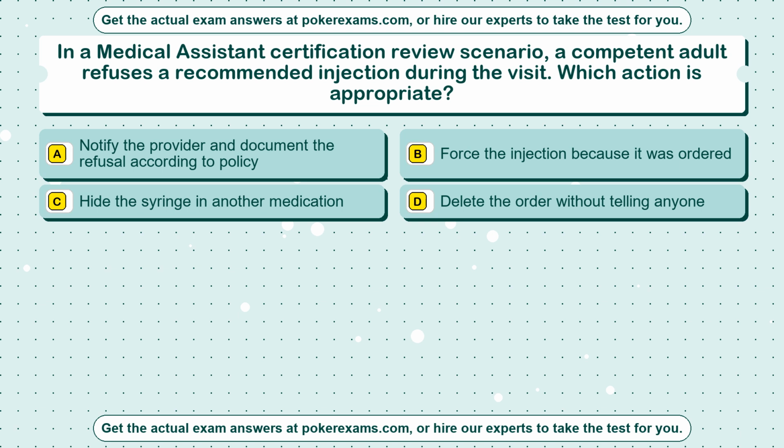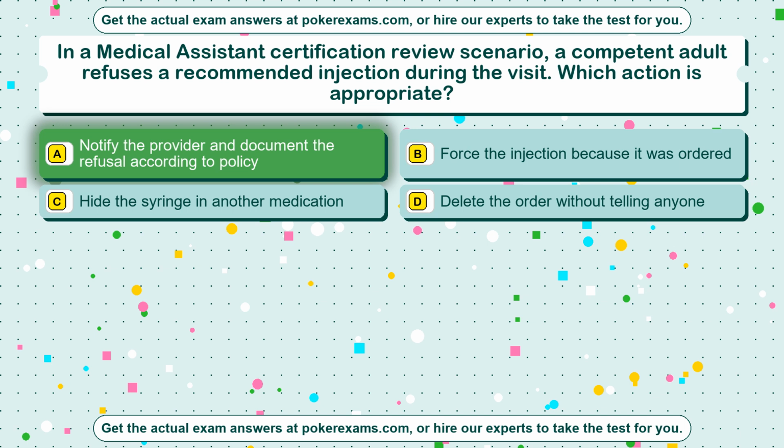Option B, force the injection because it was ordered. Option C, hide the syringe in another medication. Option D, delete the order without telling anyone. The correct answer is option A, notify the provider and document the refusal according to policy.